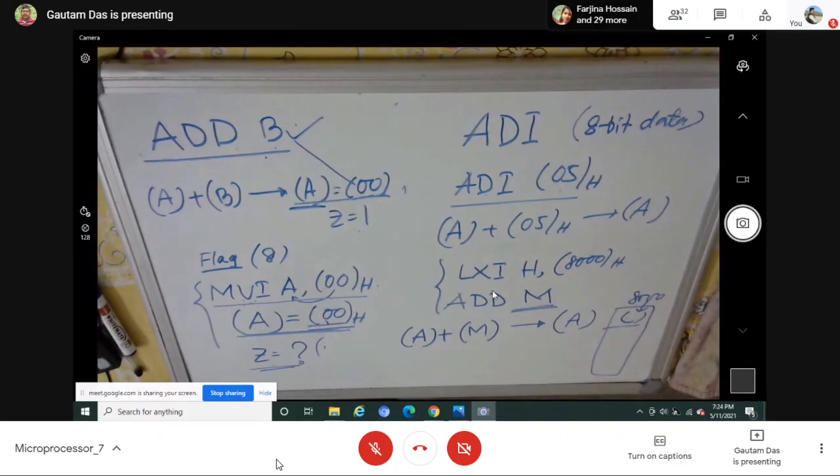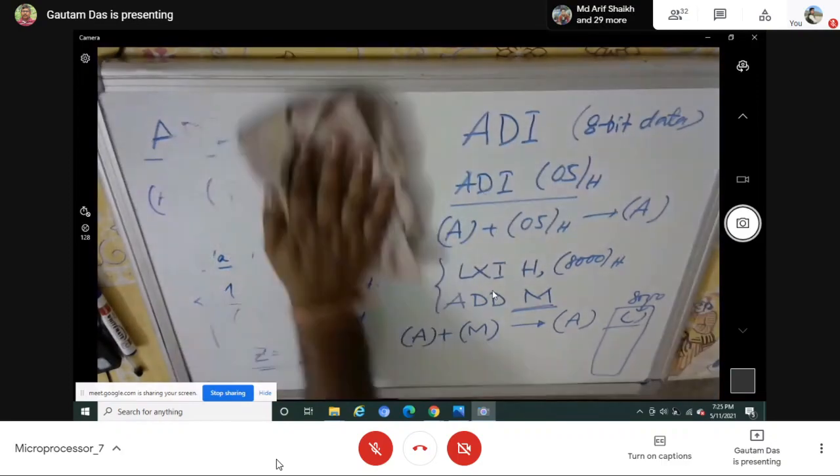So that means you can directly add the content of a memory register also. For that, you use the operand M in the instruction. But remember, the address of M you must store in the HL register pair before this instruction.